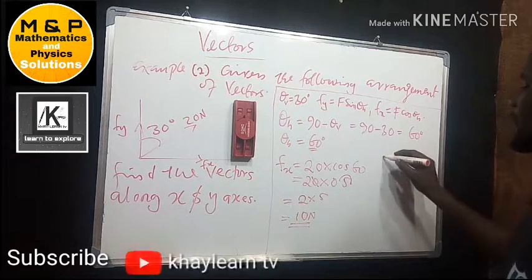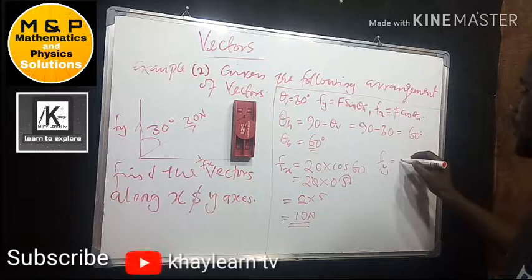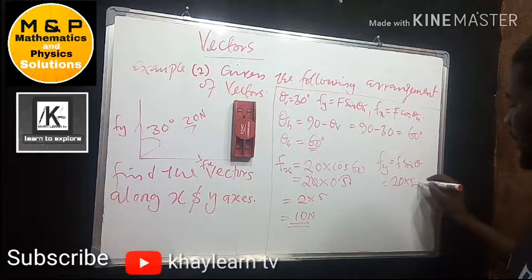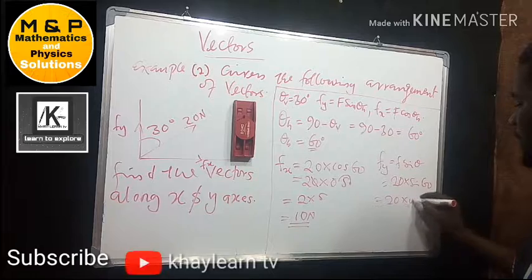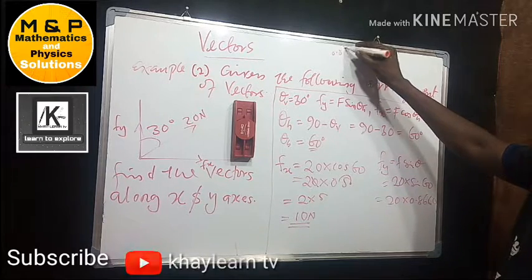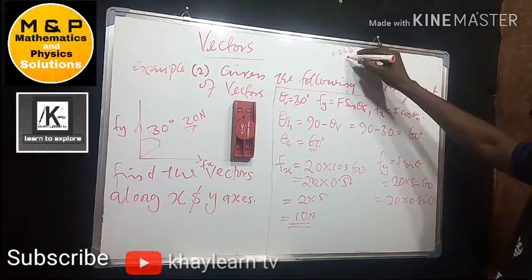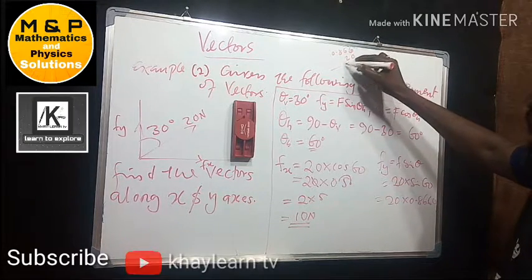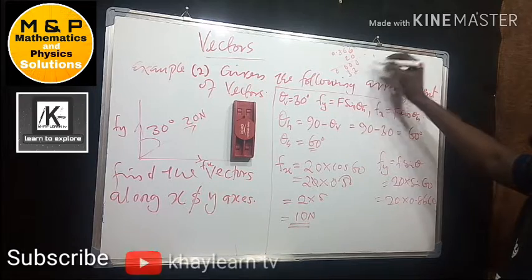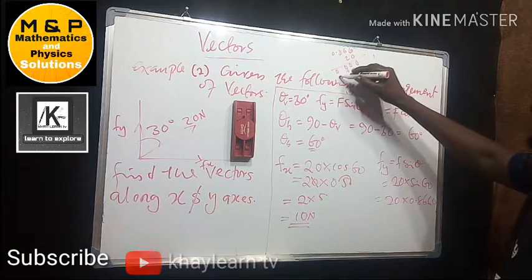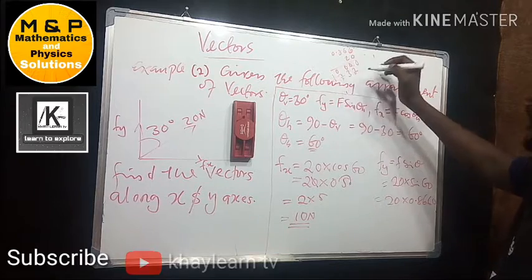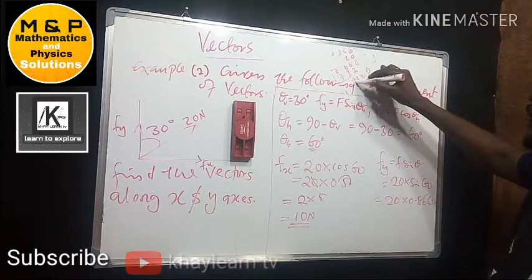The other force, along the vertical axis, is F of y, which gives you F sine theta, and this is 20 times sine of 60. Now, what we have is 20 times 0.8660. Multiplying: 2 times 6 is 12, put 2, carry 1. 2 times 6 is 12 plus 1, 13, put 3, carry 1. 2 times 8 is 16 plus the 1 you carried, 17, put 7, carry 1. Then 2 times 0 is 0 plus 1 is just 1.